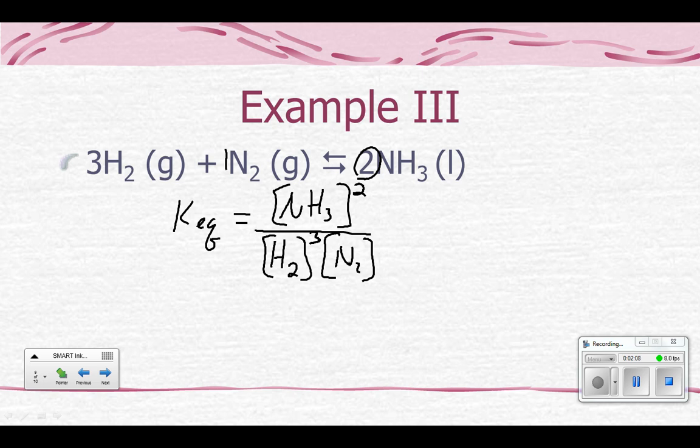Now, the thing that people do wrong the most often in this is bring this plus sign down. There is no plus sign. These are multiplied together down here on the bottom. Same thing on the top. You do not bring the plus sign. This is the product of the reactants and products, and then you divide them to get the equilibrium constant.